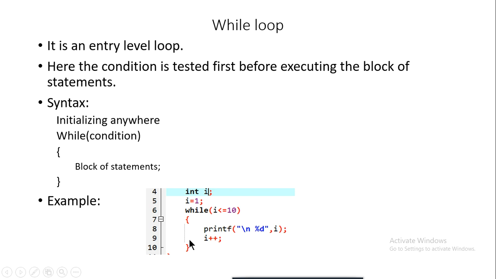At the 9th line, i is incremented by 1. So the 6th line is tested. If true, the 8th and 9th lines get executed. Then the compiler goes back to the 6th line and so on. So this will print the output from 1 to 10.